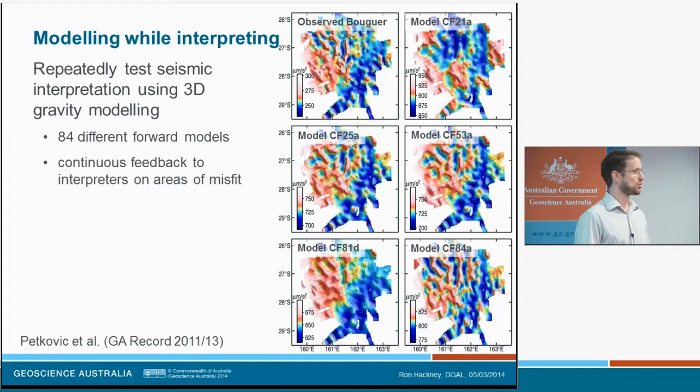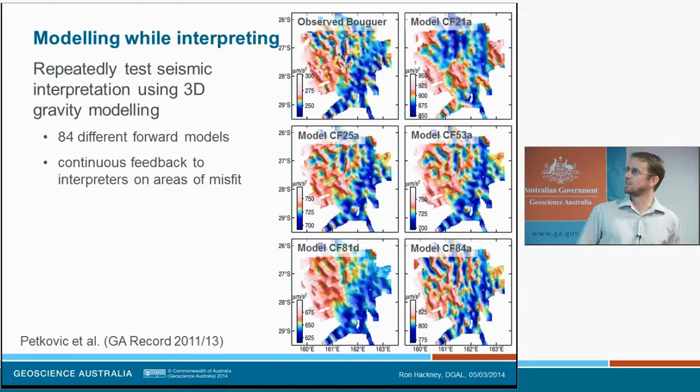As the seismic interpreters came up with a new interpretation, Peter would take this, build a 3D model, compute the gravity response, compare it to the observations, and then give them feedback. Well, it doesn't really work here, it does work here, and that's an iterative way of giving people information about how we can improve the interpretation.